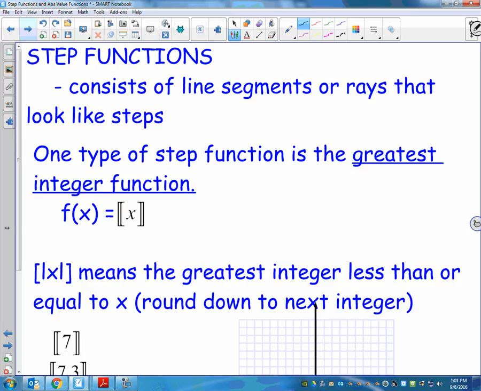Okay? So there are two types of step functions that we're going to talk about. One of them is called the greatest integer function. Unless you've been in Algebra 2 before, you probably have never seen the greatest integer function. It's a new notation. Look at those weird brackets, right?